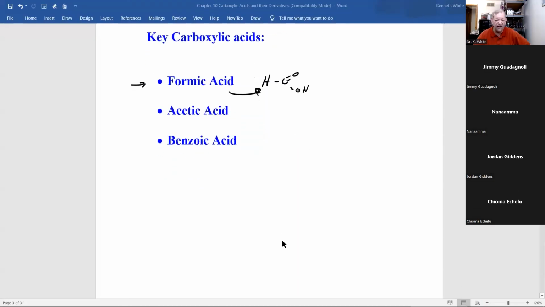Now, the next one is acetic acid. And acetic acid is a carboxylic acid where R is the methyl group. Again, carboxylic acid: carbonyl, hydroxyl group, R group. And acetic acid, you should know, nobody ever calls that ethanoic acid. They call it acetic acid. And that's that carboxylic acid.